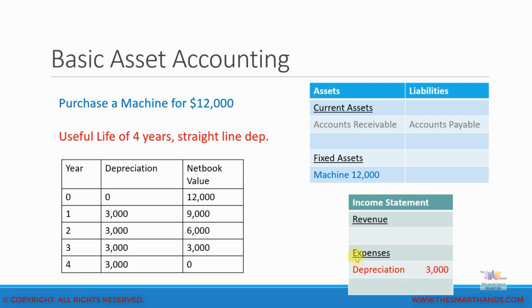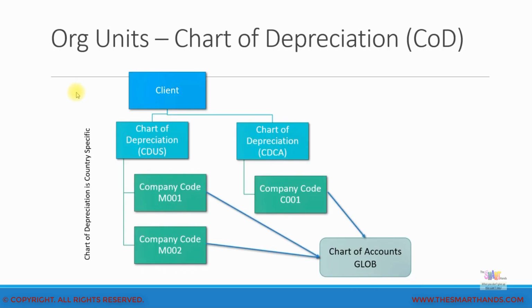In any module in SAP, the highest organizational unit is the client. The client is like the 3-digit ID which you log into before you access the SAP GUI path. The organizational unit for fixed asset accounting, the highest node, is the chart of depreciation. This chart of depreciation is country specific.